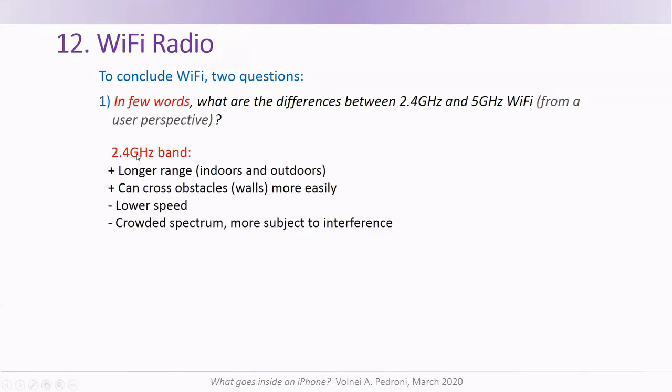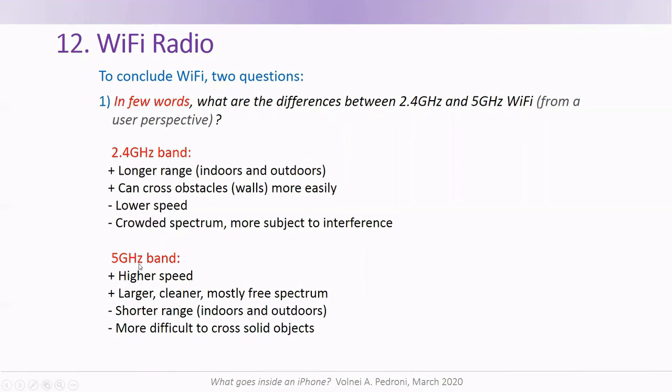For 2.4 gigahertz, on the positive side, longer range indoors and outdoors, can cross obstacles like walls more easily. On the negative side, lower speed, crowded spectrum more subject to interference. For 5 gigahertz, positive side, higher speed, larger, cleaner, mostly free spectrum. On the negative side, shorter range indoors and outdoors, and more difficult to cross solid objects.